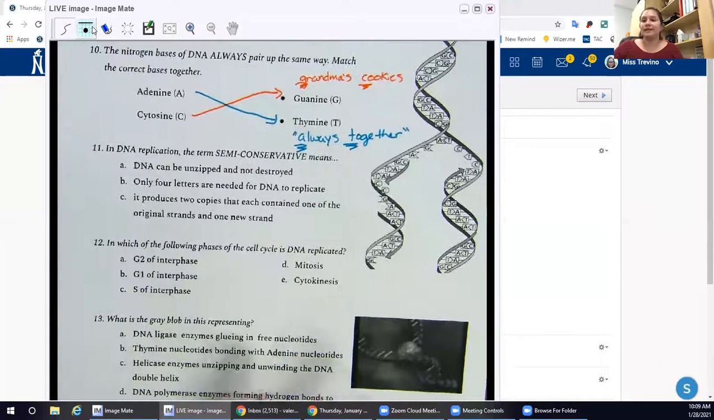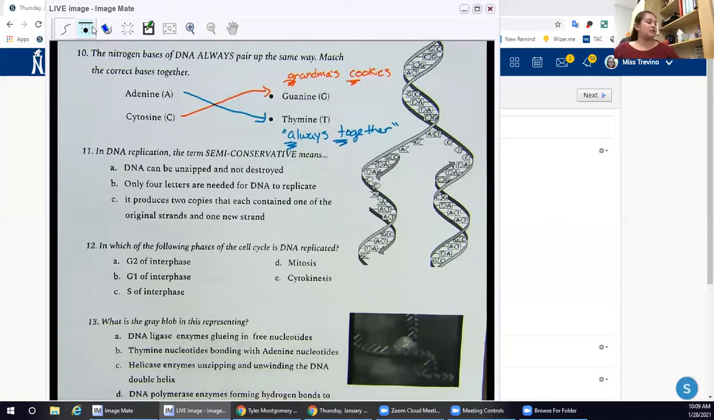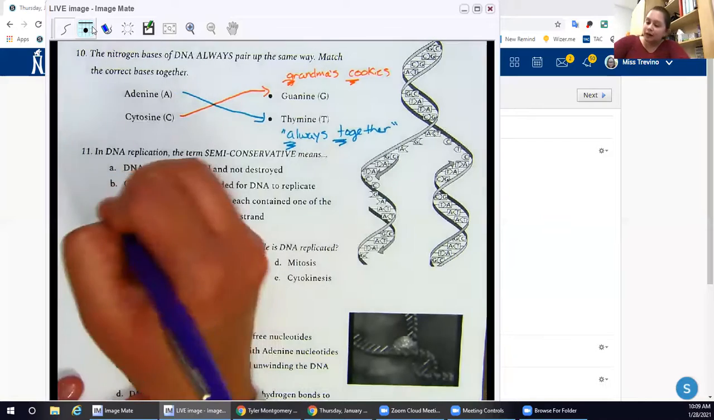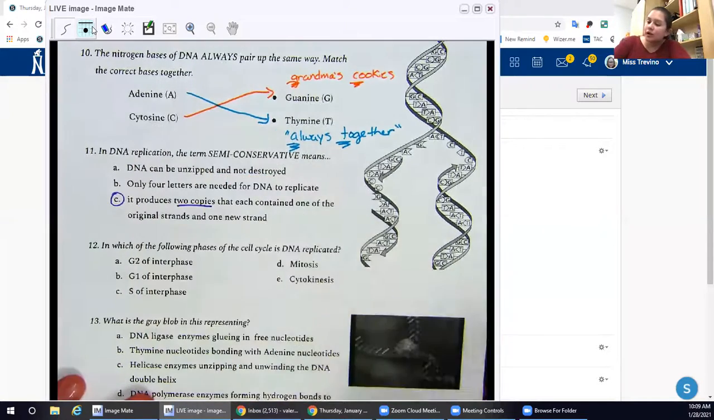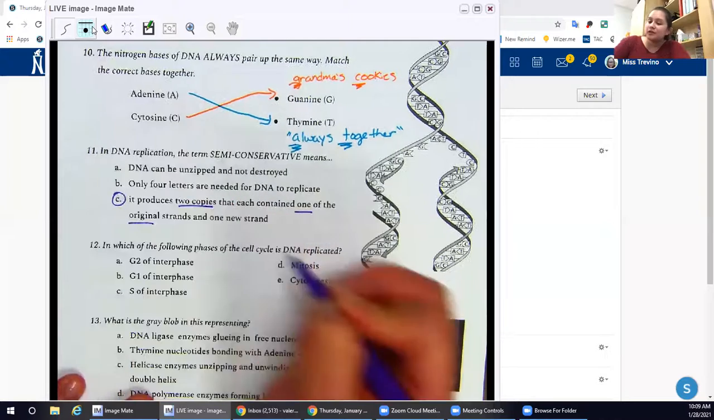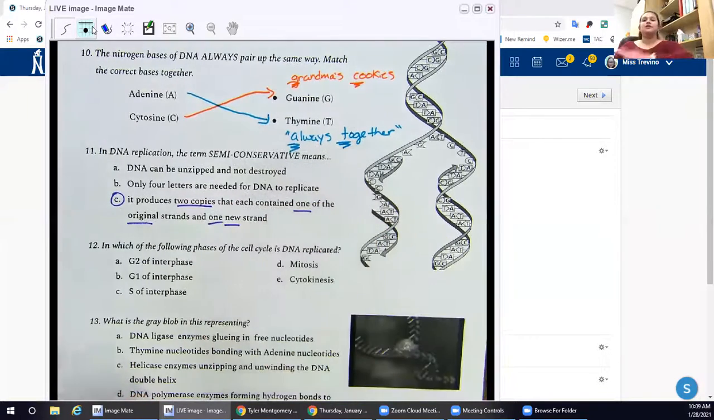All right, number 11, in DNA replication, the term semi-conservative means it's going to produce 2 copies, and it's going to have 1 original strand and 1 new strand. So that's what semi-conservative means. If it was fully conservative, it would have 2 original strands, but it's semi-conservative because it has 1 original and 1 new.